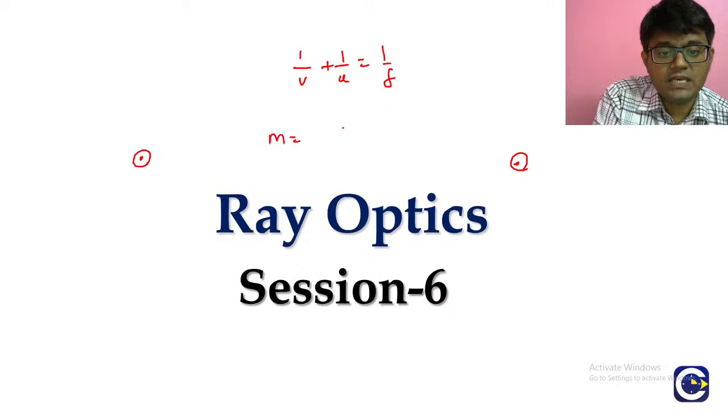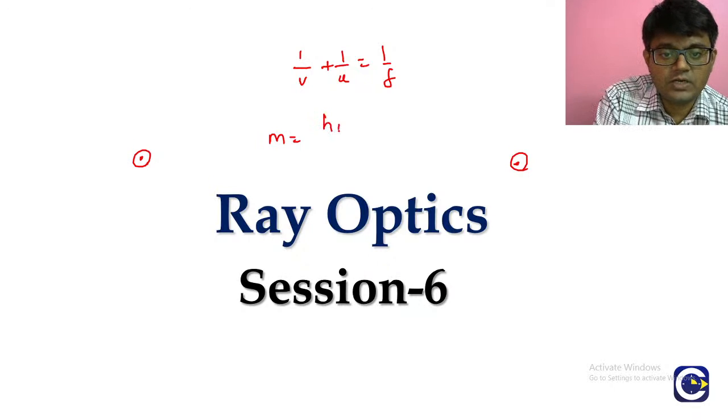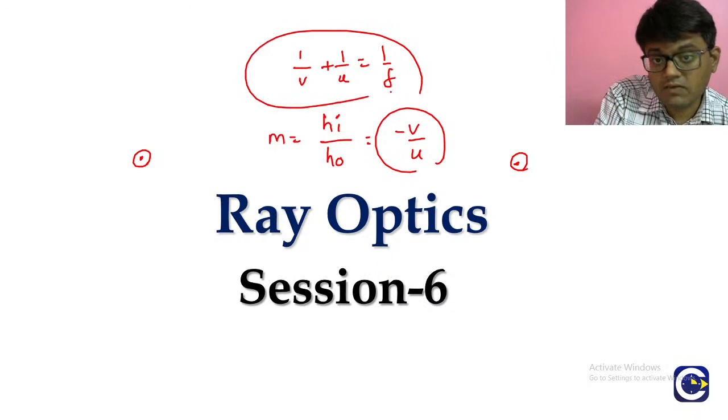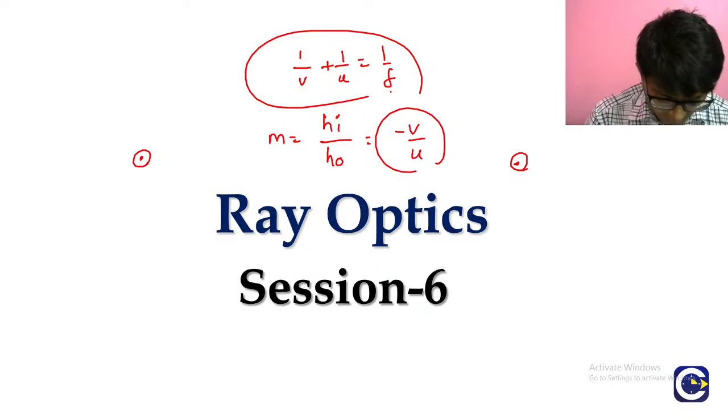And magnification, called lateral or transverse magnification, is height of the image by height of the object, which is equal to minus v by u. In using these equations, we should keep in mind that we have to follow the sign convention part. Today we'll begin the discussion with the concept of power of a mirror.